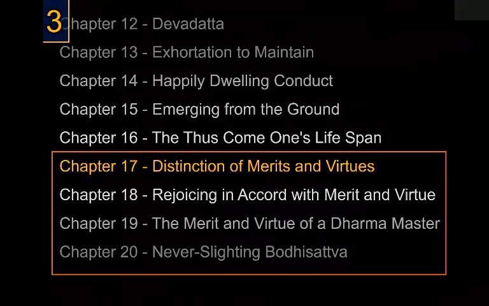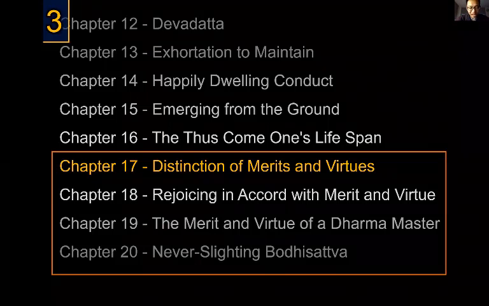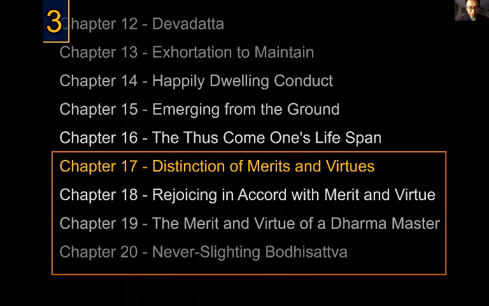Yeah. So, for that distinction, and then rejoicing in accord with the merit and virtue, and the merit and virtue of a Dharma master. So there were different levels of merit and virtues, not just after understanding this teaching, but also even just rejoicing in the teaching itself has its merit and virtue. It brings people to want to know more about the Lotus Sutra.